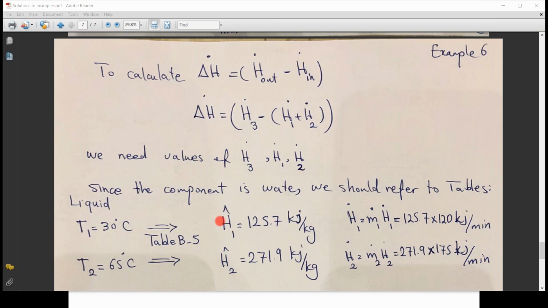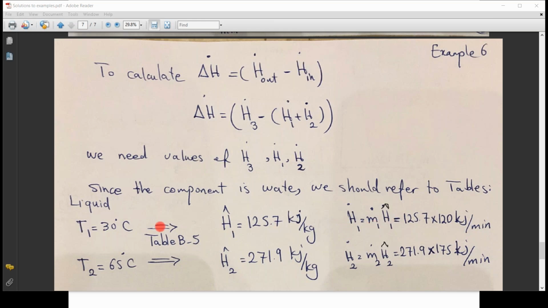So now, as long as we have a specific enthalpy, finding the enthalpy rate is not a big trouble. Sorry, I made a mistake here. This one is a specific enthalpy, right? It should be written like this one. I'm sorry about that one. It is a specific term. As long as you have a specific enthalpy, if you multiply it by mass flow rate, you can get enthalpy rate.